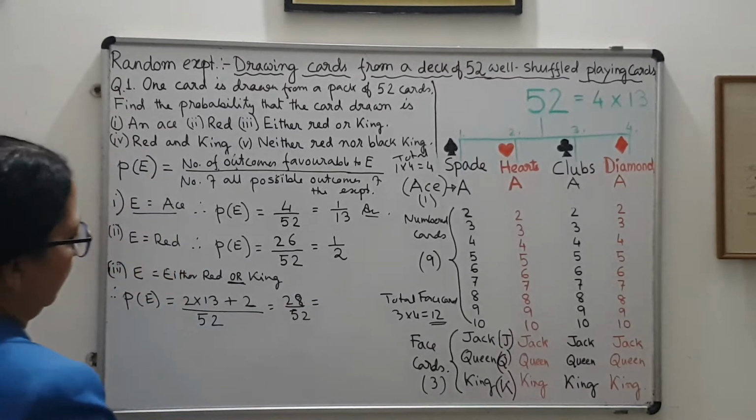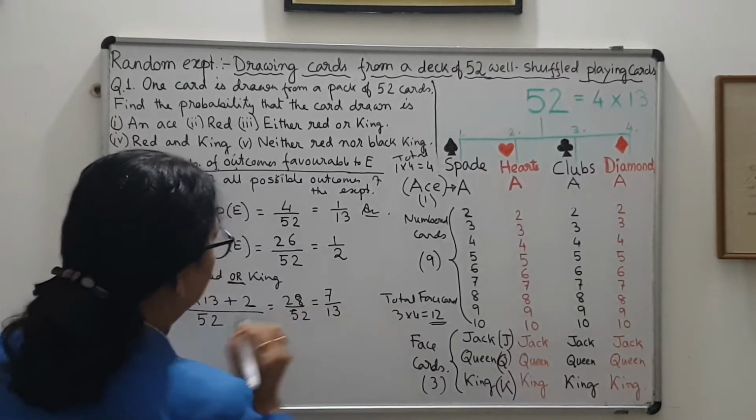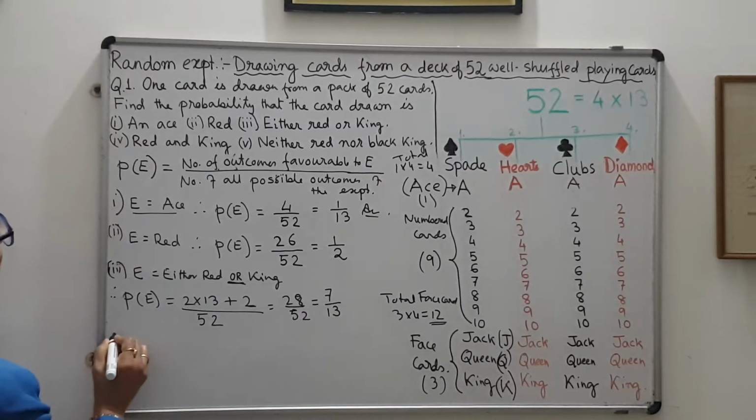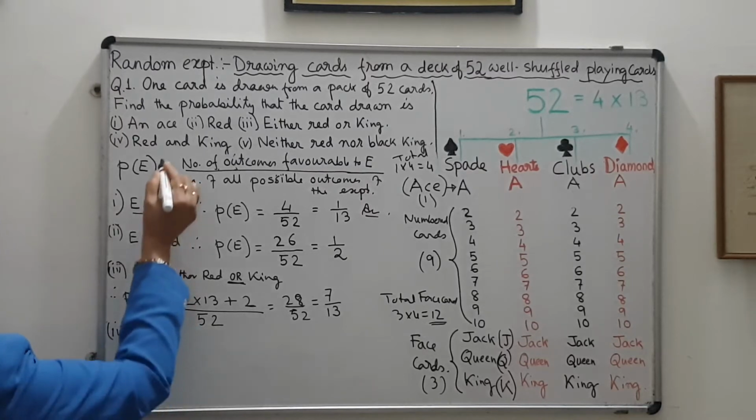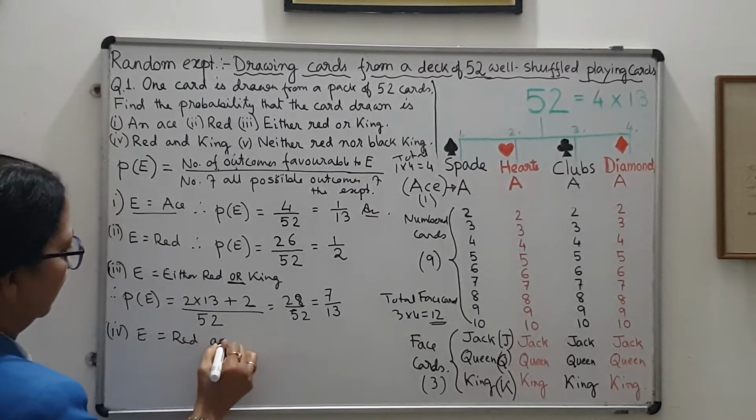Yes, so if you cancel by 4, 4 7 is 28 and 4 13 is 52, so it is 7 by 13. Then the fourth: what is the event? Red and king. Red and king.